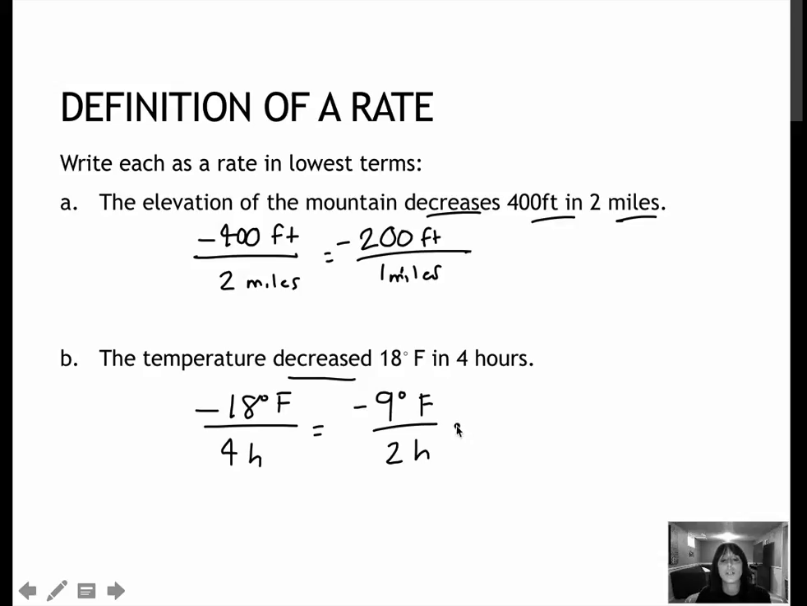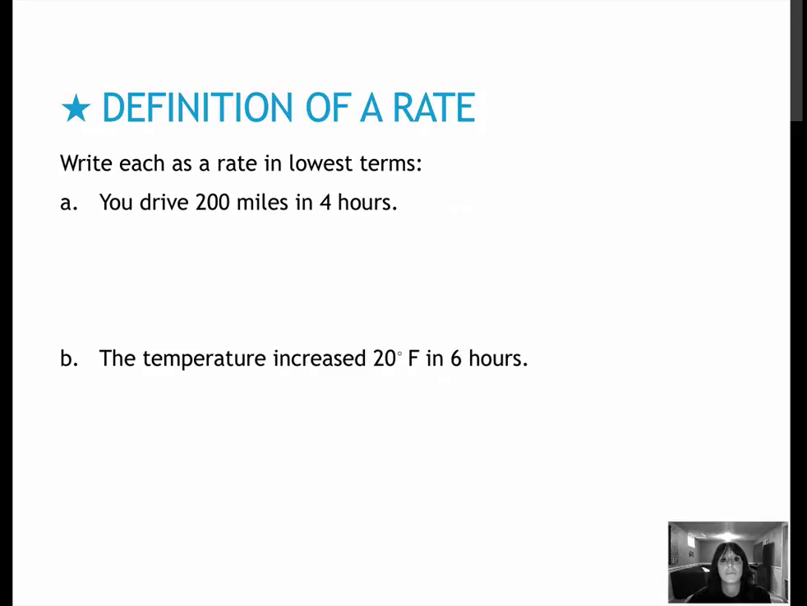I could, of course, keep going and turn that into a fraction or decimal on the top, but we will talk about that when we get to unit rate. So for now, this is simplified as much as we can get it, which means, of course, a decrease of 9 degrees every 2 hours. Here are 2 for you to try, so go ahead and try both, then press play to see how you did.